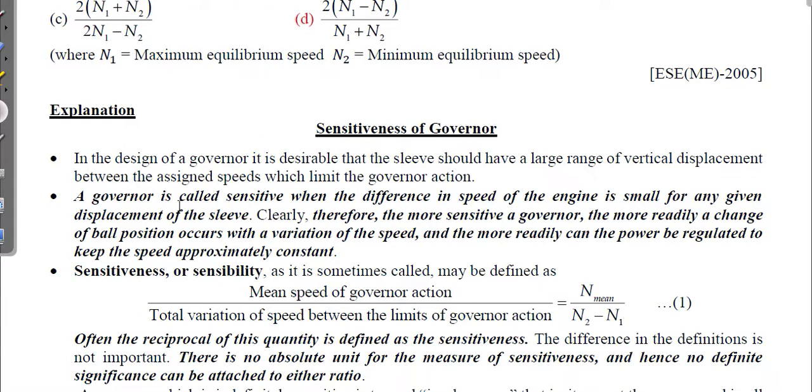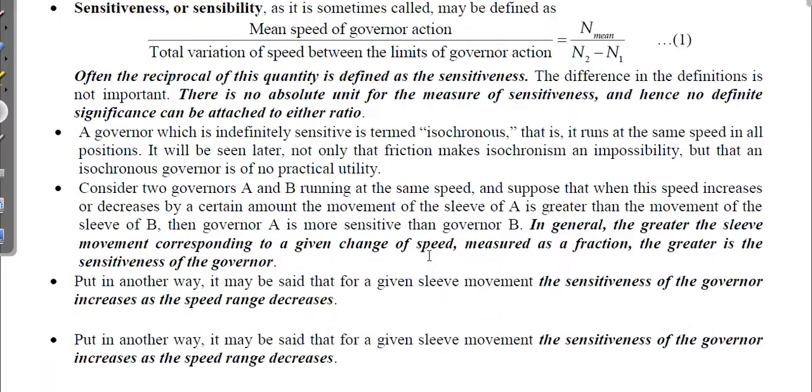So sensitive governor, it is saying a governor is called sensitive when the difference in speed of the engine is small for any given displacement of the sleeve, or in other words, the more sensitive a governor, the more readily a change in ball position occurs with a variation of speed, and the more readily the power can be regulated to keep the speed constant. Okay, we have to keep our average speed constant, and suppose there is a variation of speed, that must be sensed by the governor. And how is the governor sensing? By the change in the ball position, so that it can give a signal to the engine and can regulate the power.